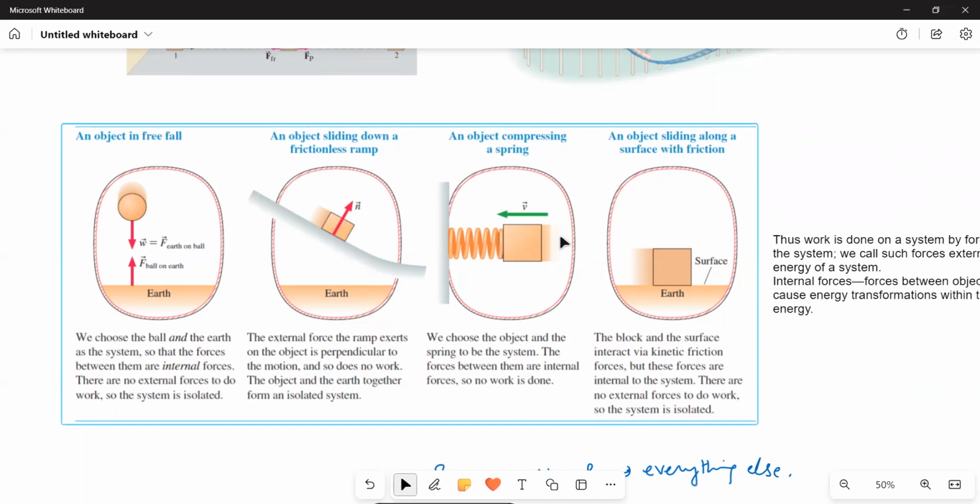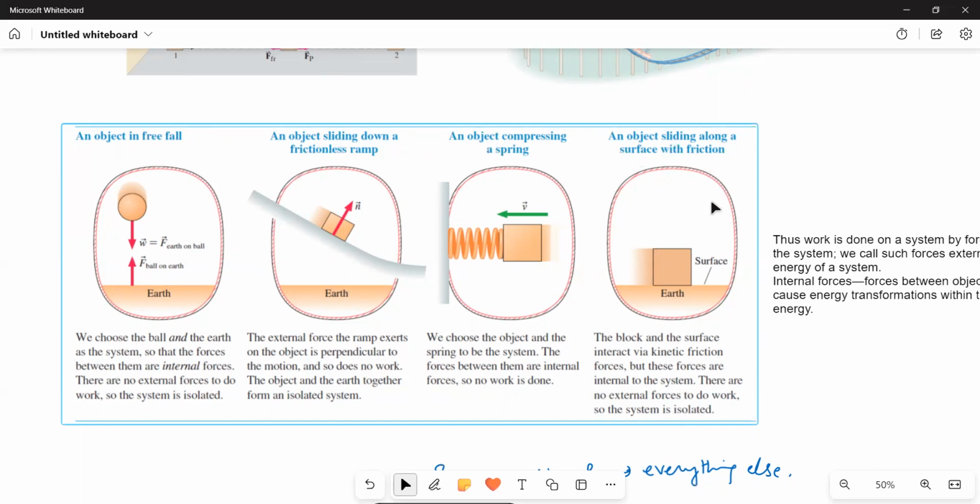Okay. And then the next one is an object compressing a spring. Object compressing a spring means what is happening here? Here again we are considering the earth and the spring mass as one system. So here all are internal forces. So again the work done by the internal forces is converted into energy, and the energy of the system remains constant.